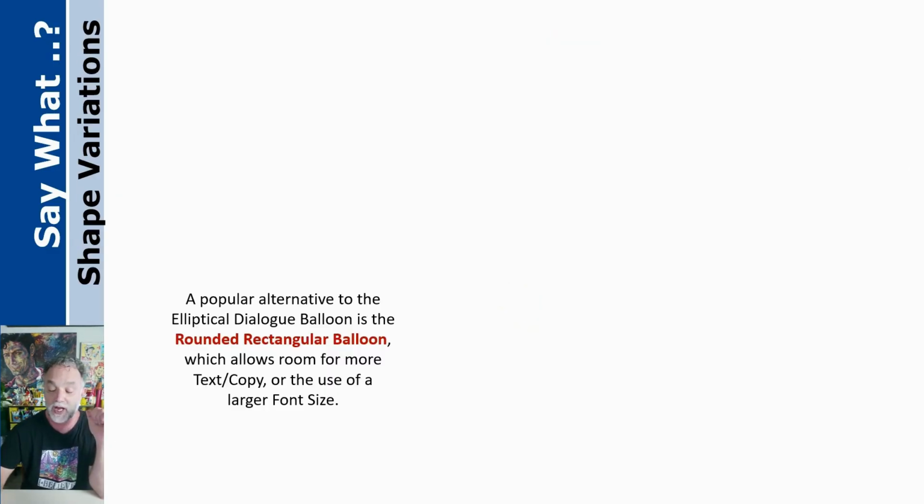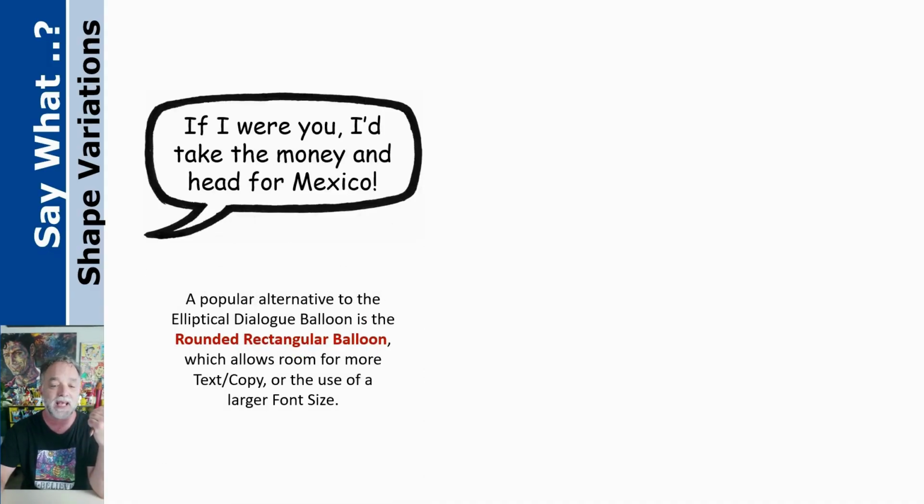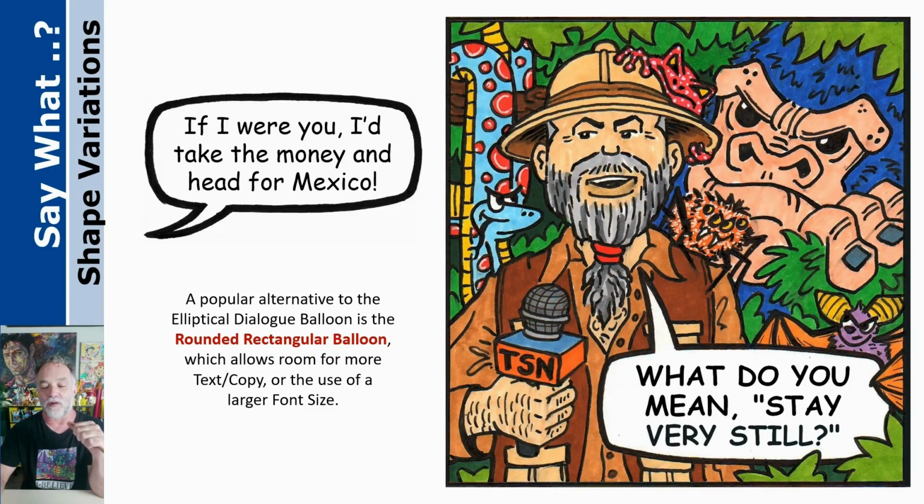Right, looking at balloon shapes, a popular alternative to the ellipse is the rounded rectangular balloon. Well, it's popular in this studio anyway, because it allows room for more copy or text and also for the use of larger font sizes. Now, as far as shapes are concerned, the world really is your oyster. I mean, look at manga. They've got more shapes than a Walk for Life marathon. Just always make sure that the shape that you choose for your balloon is telling the story that you want it to tell, because balloon shapes are a language all by itself.